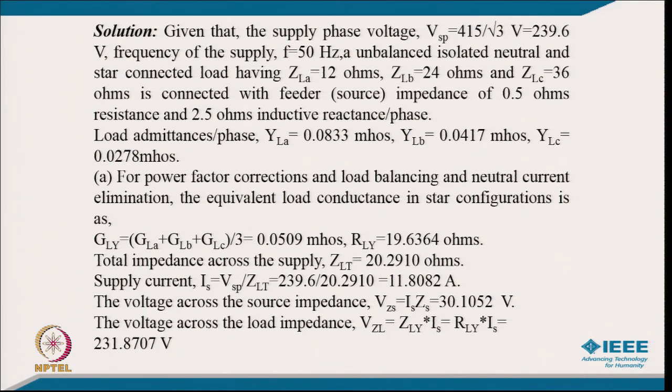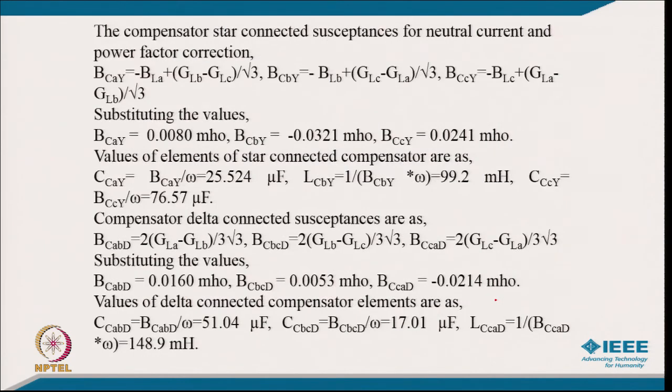Now, we can find this, which is the sum of the resistance plus the source impedance. So, from it we can get the supply line current. So, we can get the drop after the balancing: the voltage drop is 30.1052 volt, and the voltage across the load impedance after the balancing comes to only 231.87 in place of 239.6. So, it means around 8 volt is the drop, a reduction in the voltage, but the drop in the source impedance is much higher because of the angle difference also.